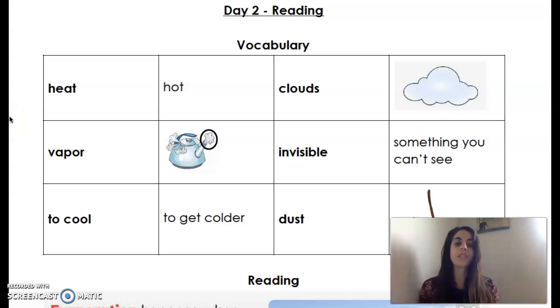Today we're going to work together on day 2 of our science homework. We're going to start with the reading. First, we will preview the vocabulary. Please look at the vocabulary words on your paper and follow along.